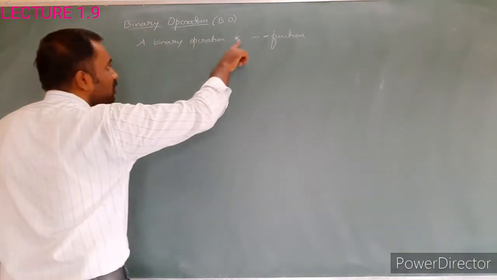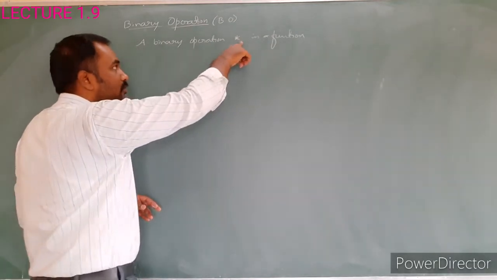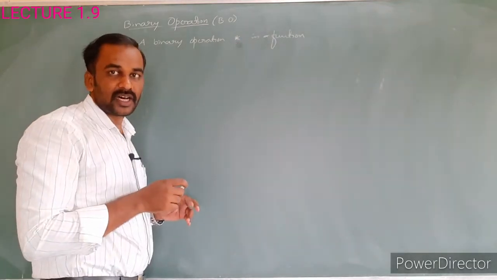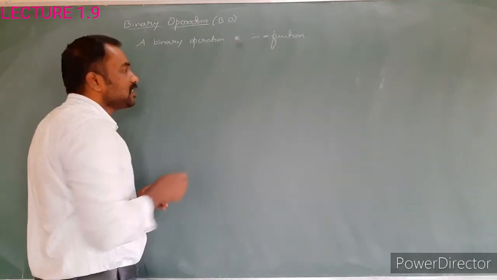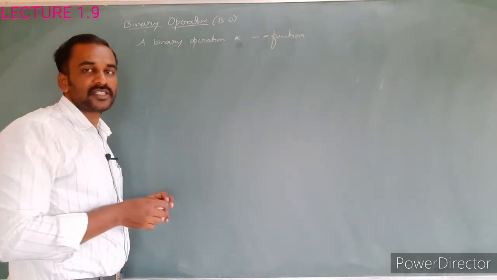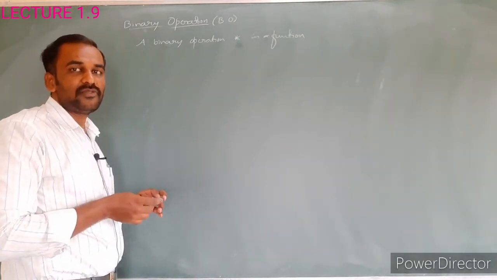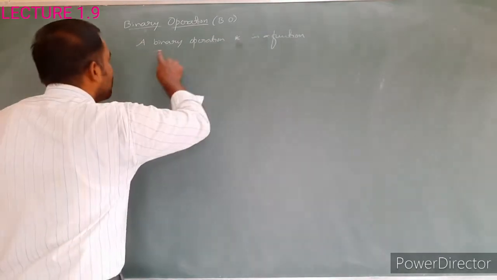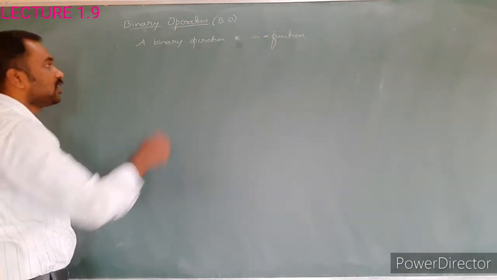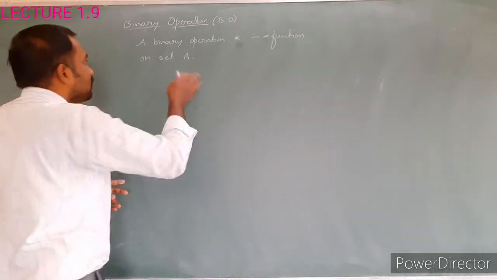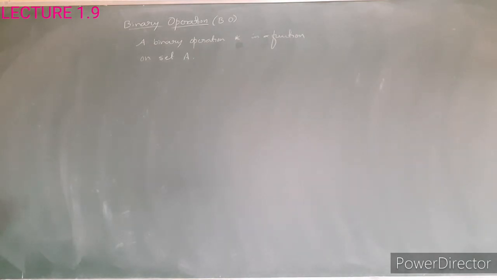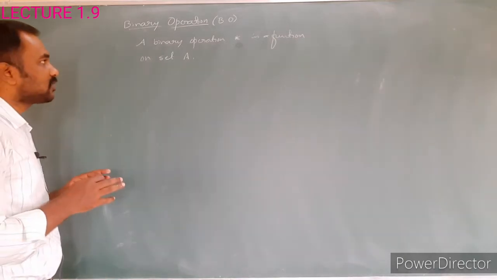Okay, a binary operation is a function, that is nothing but the domain set of this star function. Instead of F, I am just denoting it as a star. The domain set of this function star has one and only one image on the codomain set. A binary operation star is a function on a set A. Already I just told that it is a function.